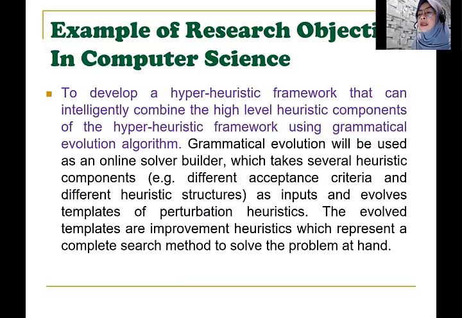Example of research objective in computer science. To develop a hyperheuristic framework that can intelligently combine the high-level heuristic component of the hyperheuristic framework using grammatical evolution algorithm.